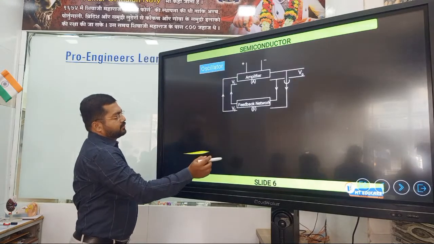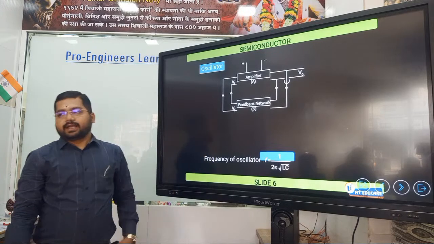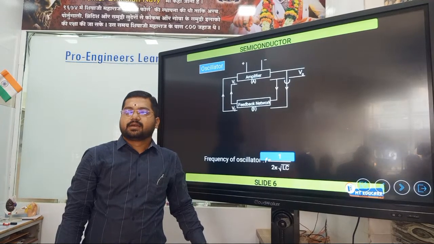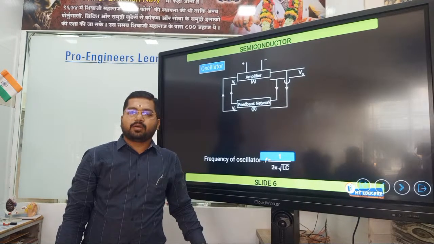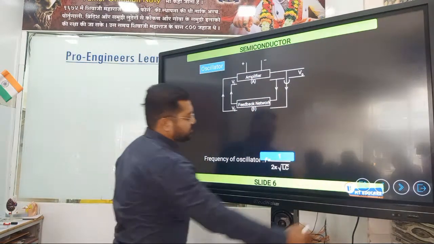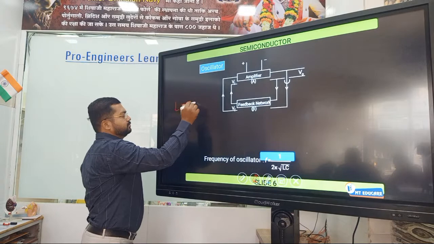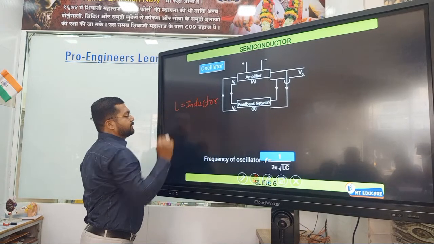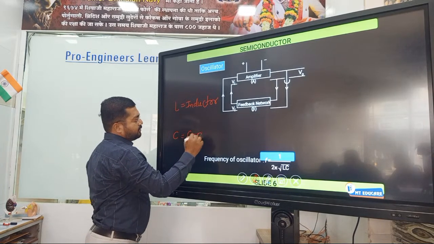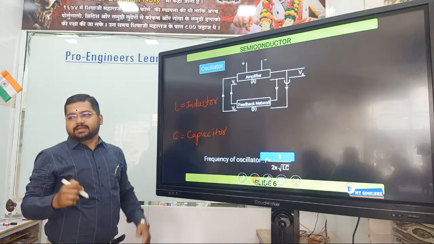The frequency of an oscillator is F equals 1 upon 2 pi under root LC. Please note, the frequency is 1 upon 2 pi under root LC. Now you can ask, sir, what is L and C? L is the inductor. C is the capacitor. Now you may ask one question, sir, what is an inductor and capacitor?